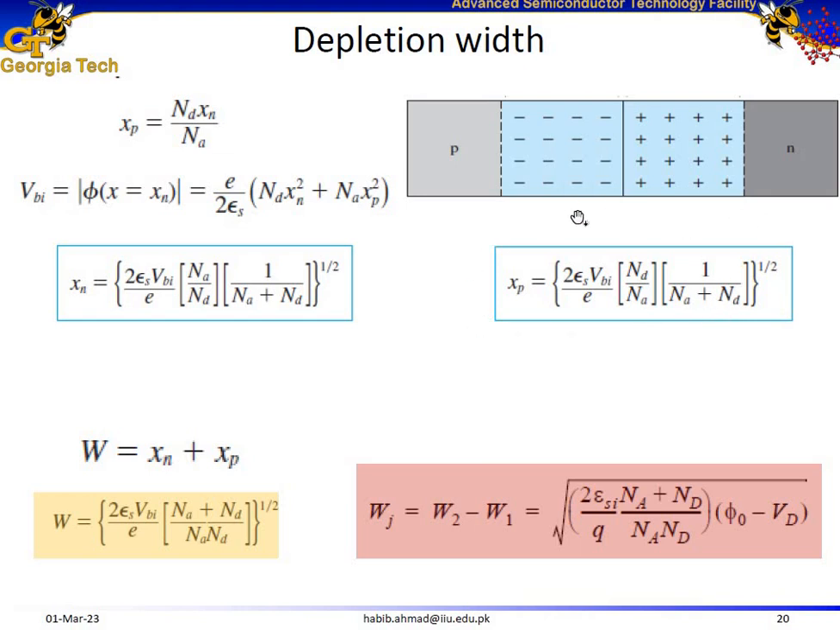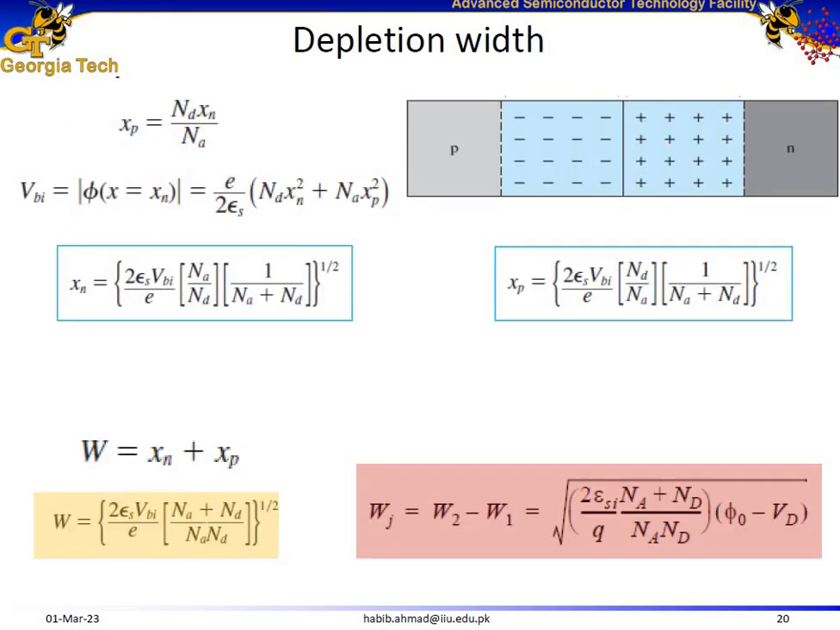And how about the total depletion width? If you have already calculated the depletion width on the n side and the depletion width on the p side, just add them together. And if you have not done that, you can just replace the values of xn and xp in this equation, and here is your final form for calculating the depletion width of the semiconductor: 2 times permittivity of the semiconductor times built-in potential, divided by charge, times acceptor doping plus donor doping divided by acceptor doping times the donor doping, and take the square root of everything.